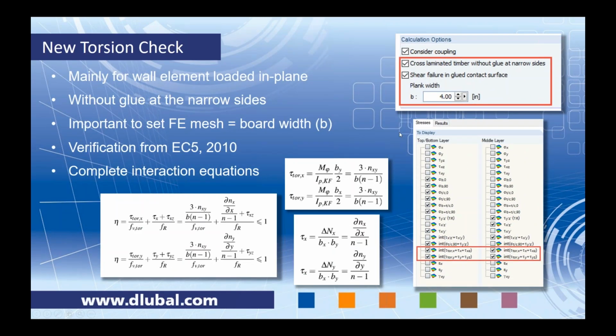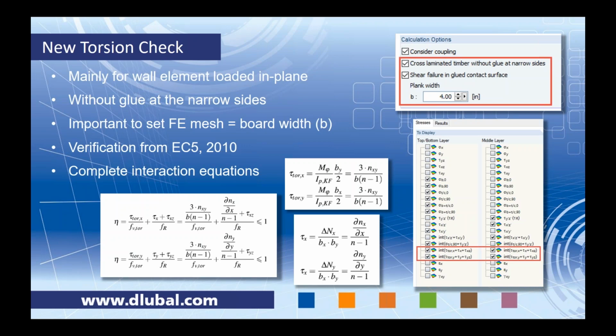Finally, the last option that we have here is shear failure in glued contact surface. So this is for a new torsion check, and this was just added into the program within our last release. And this is mainly for wall elements which are loaded in plane. I think we can imagine with gravity loads and wall elements how maybe torsion could potentially be a concern. So it's considered without glue at the narrow sides again.